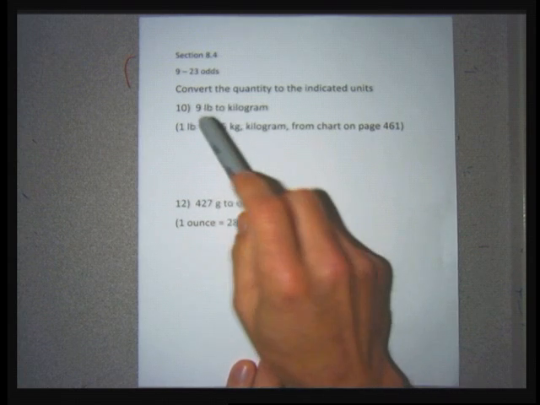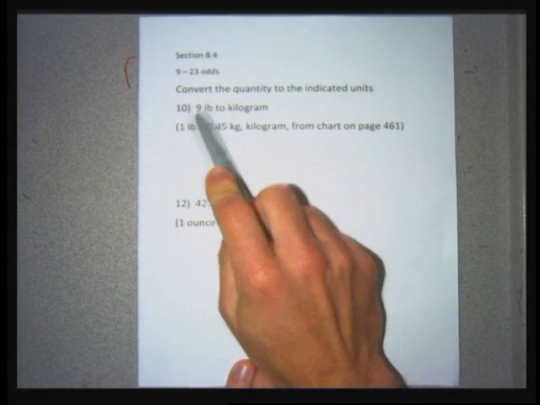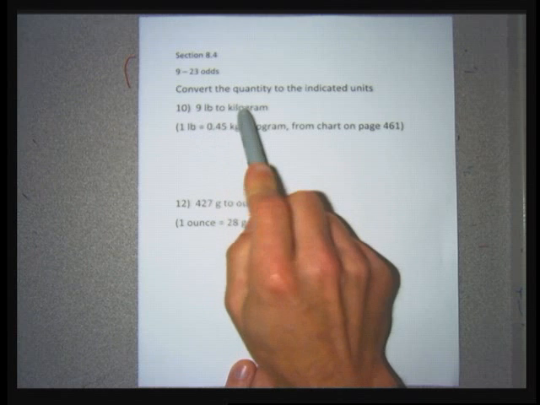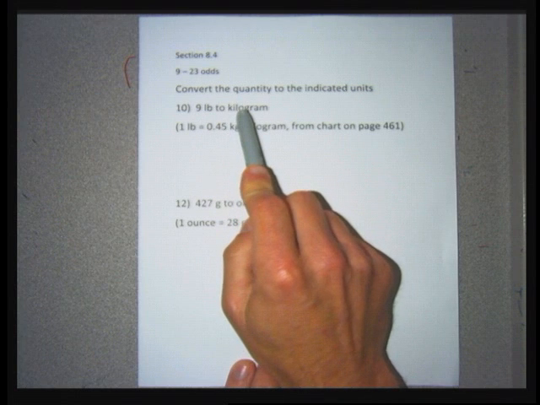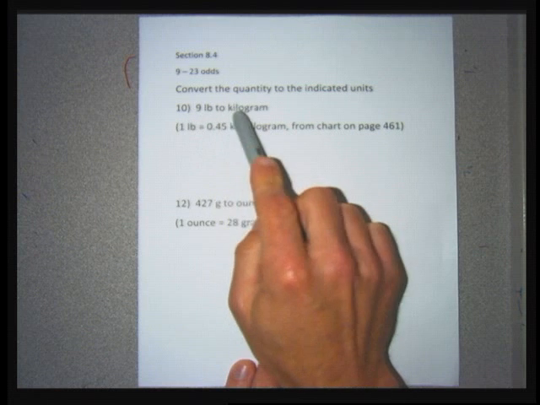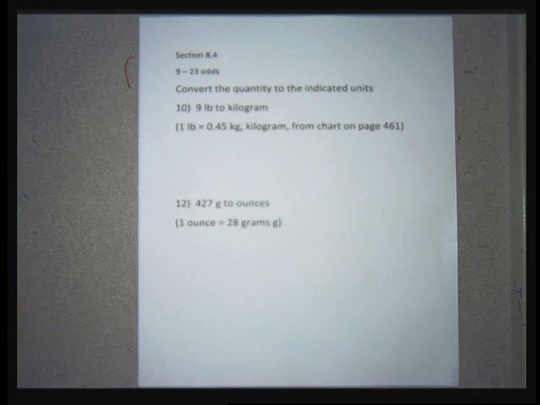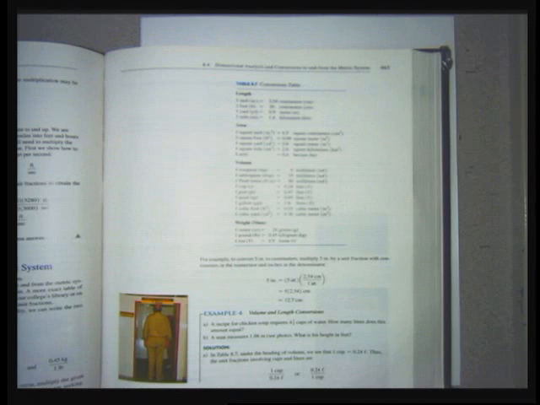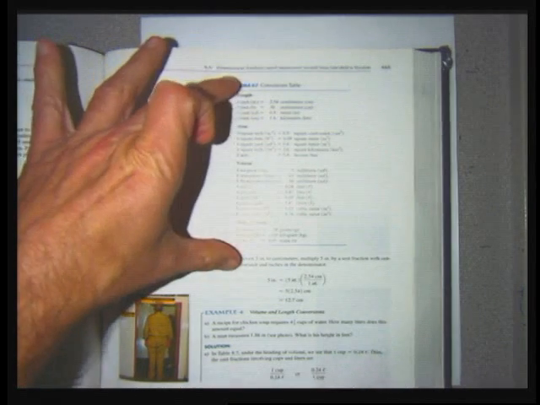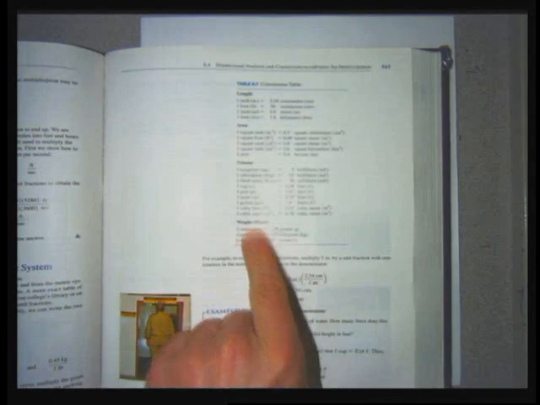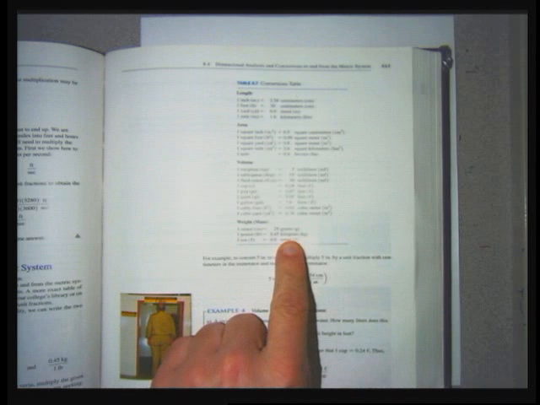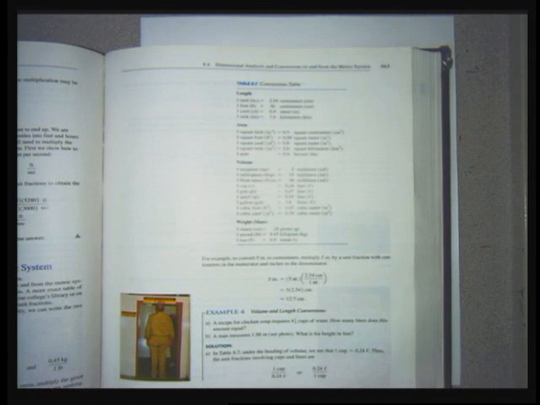For instance, problem 10 in this section wants me to convert 9 pounds to kilograms. In order to do that, I need to know a relationship between pounds and kilograms. And to find that relation, in fact most any relation I'm going to use in this section, there's a table on page 461. I look down to the bottom of the table. It says that 1 pound is 0.45 kilograms. I'm going to use that fact to figure out the answer to this problem.